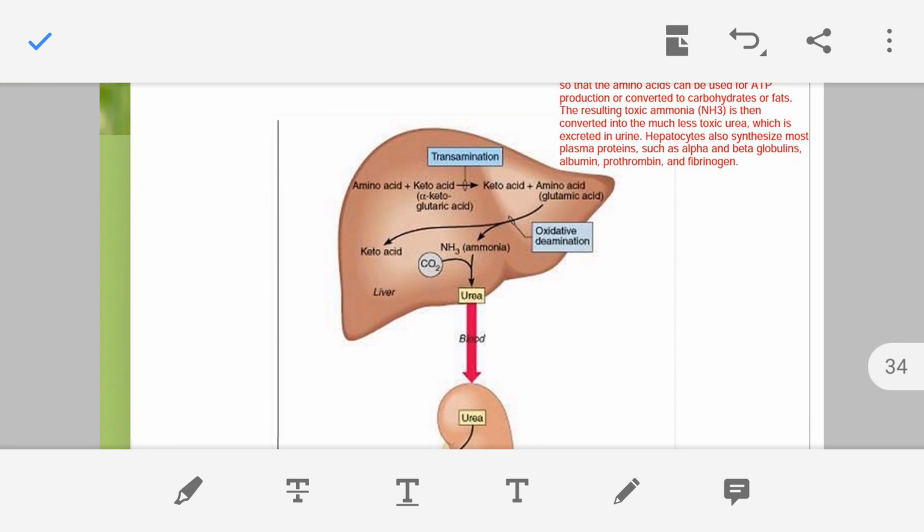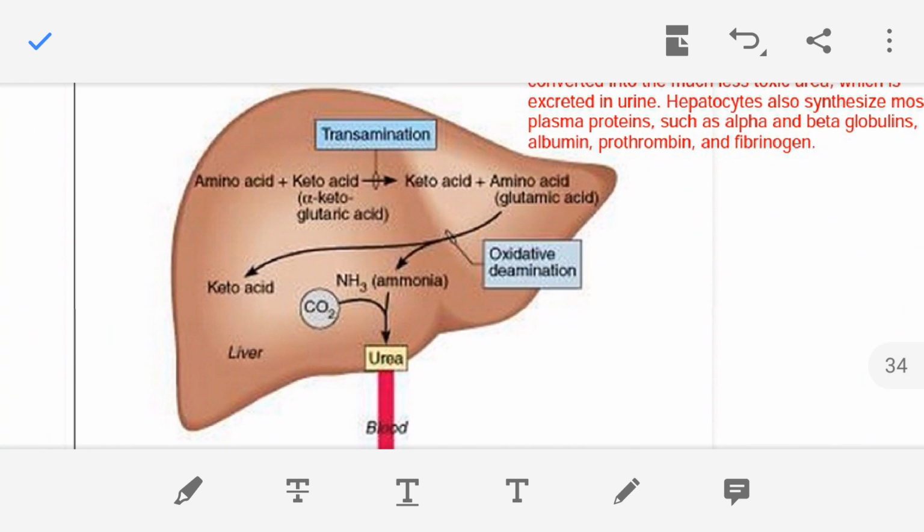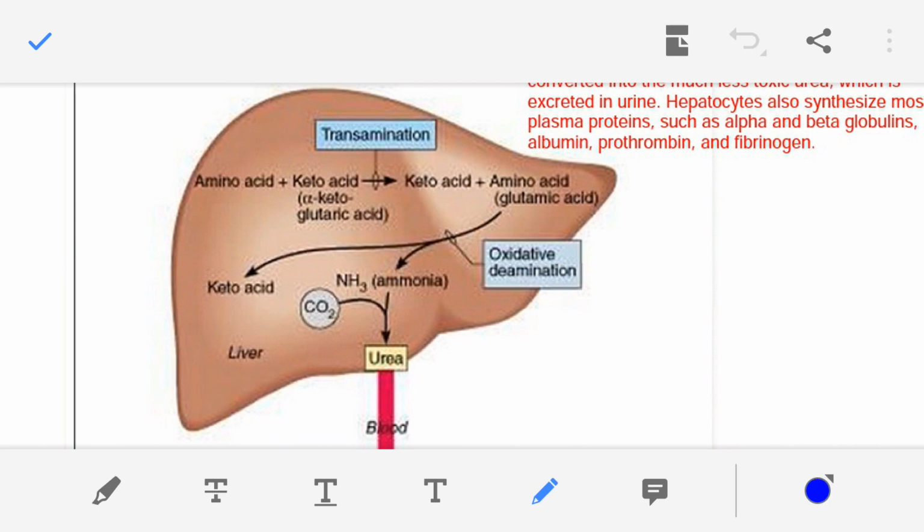Now in the liver, what is happening? In the liver, there are two processes. One is transamination and the second one is oxidative deamination. Now in transamination, what is happening? Amino acid combined with keto acid, that is alpha ketoglutarate acid. Keto acid and amino acid, that is glutamic acid, is formed in transamination.